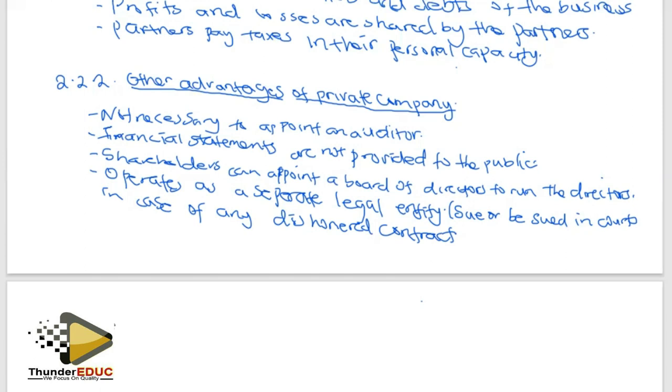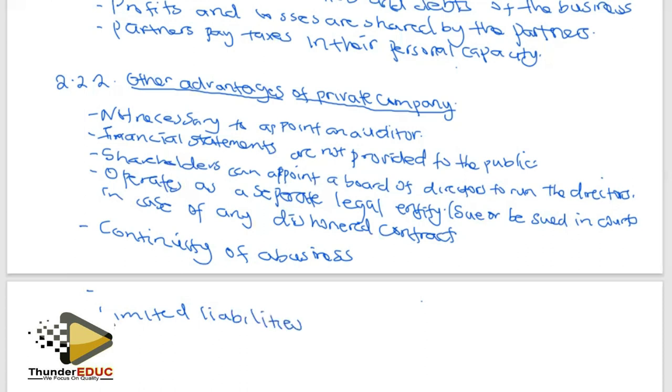Besides that, there is continuity of the business. Meaning that the business can continue to exist in case of the death of one of the members or shareholders. You get that? Even if one of the members dies, the business will continue to exist. Okay? So besides that, you are going to find out there are limited liabilities. The business owners' assets are safe because it expresses what you call limited liabilities.